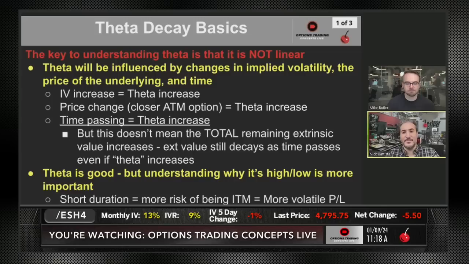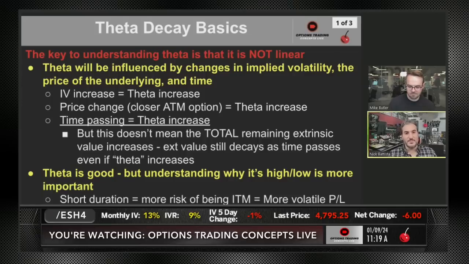It doesn't necessarily mean that the total remaining extrinsic value of that option is going to be higher, right? So theta and value aren't totally connected. They are in some way when you get to that 30 to 50-day range. But highest theta doesn't necessarily mean highest extrinsic value, because as you get closer to expiration, extrinsic value has to go to zero, so theta therefore gets higher. Extrinsic value will still decay as time passes, even if theta increases.